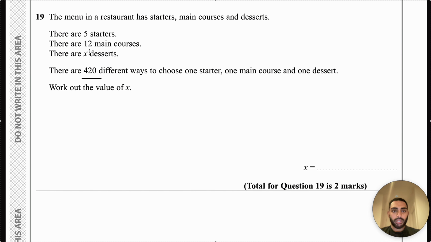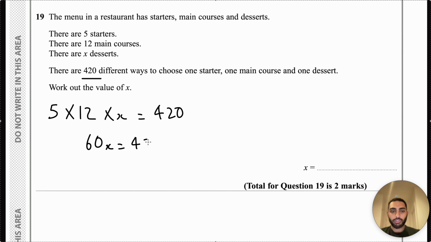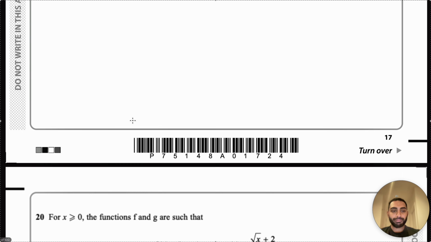So all we need to remember here is if we have combinations, we just multiply them by each other and it will tell us how many possible combinations there are. So we have 5 multiplied by 12 multiplied by x is equal to 420. We just need to solve this. 5 times 12 is 60, so 60 times x is 60x, equal to 420. Cancel out the zeros, divide both sides by 6. 42 divided by 6 would be 7, so that means there are 7 desserts.